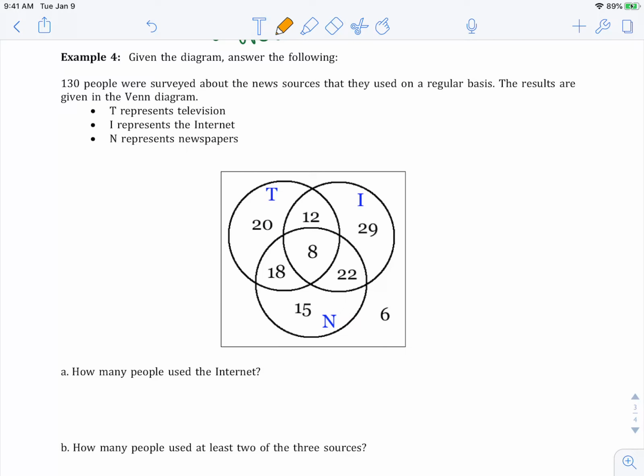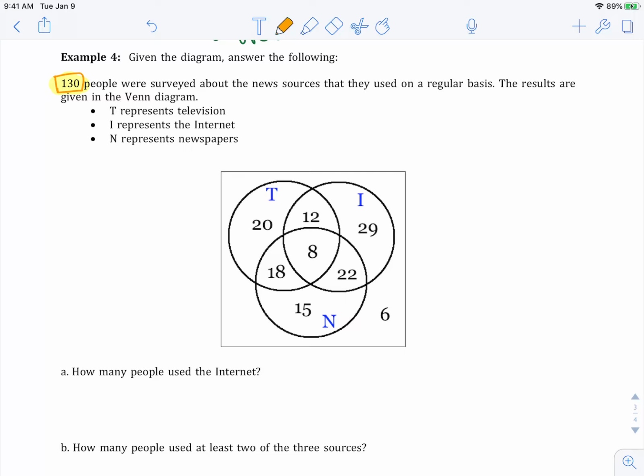Example 4, it says 130 people. Okay, so that is very important. Let me go ahead and highlight that actually. Were surveyed about the news sources that they used on a regular basis. The results are given in the Venn diagram.